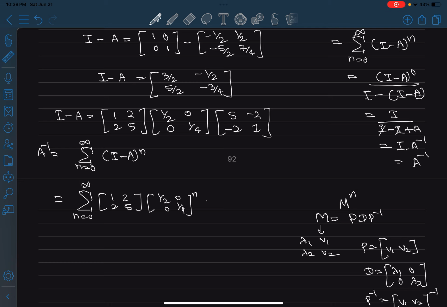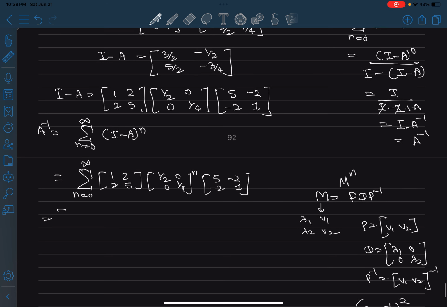And yeah, that's the advantage of diagonalizing. Now this first matrix is just constant, so I can take it out of the sum. Then I have this sum. I already told you that if a diagonal matrix has power n, that's just the diagonal elements to the power n. And again, this last matrix is also constant, so that goes out of the sum.